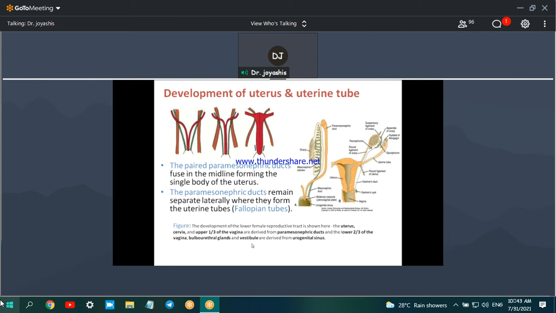So, the development of the lower female reproductive tract is shown here. The uterus, cervix, and upper one third of the vagina are derived from the paramesonephric duct. And the lower two thirds of the vagina, urethral glands, and vestibule are derived from the urogenital sinus. The paramesonephric duct gives rise to the uterus, cervix, and upper one third of the vagina, and the lower two thirds of the vagina develops from the urogenital sinus.